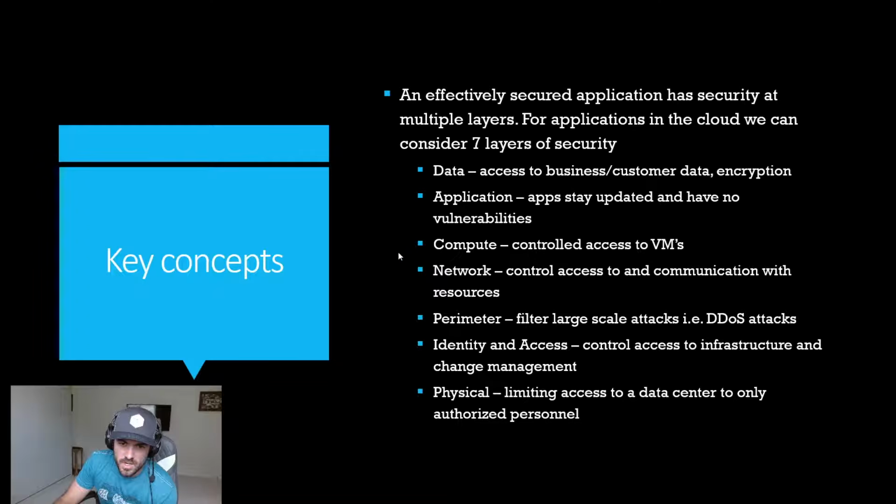Your network, of course, just controls access to and from the network that's containing your resources. So perimeter security allows you to stop wide-scale attacks that could have a wide blast radius before they even happen, like DDoS attacks. Identity and access, so again, control access to your infrastructure and change management. And then physical security, so limiting access to a data center to only authorized personnel. This is more on Azure's end, of course, unless you have a hybrid or on-prem environment.